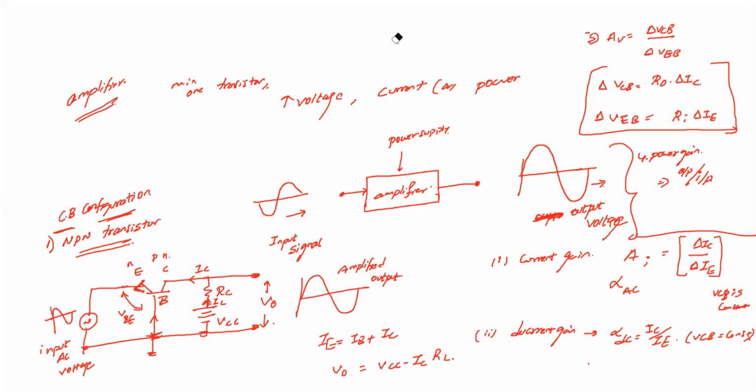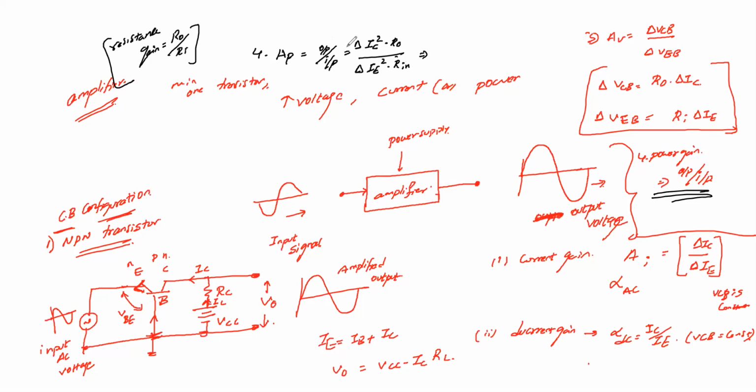For the fourth one, power gain, AP is equal to output by input. Output is nothing but I square R, so it is del IC square into R naught divided by del IE square into R input. So R naught by R input is nothing but resistance gain. The relation will be alpha AC square into your resistance gain. These are your relations for NPN transistor for your CB configuration. Please take it. The relations are important, that's it. If you are discussing the CE configuration, this formula is changing.